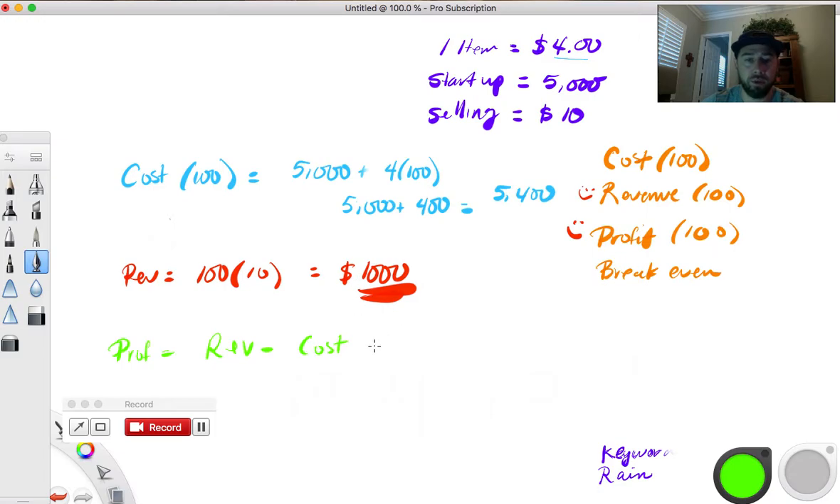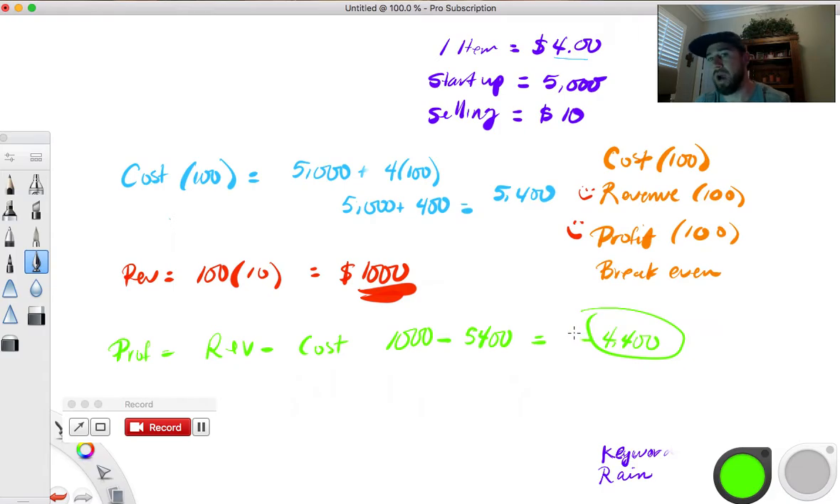Okay, now what was our revenue? $1,000 minus what was our cost? 5,400. Okay, revenue minus cost, 5,400. Well, guess what? We're at negative $4,400 right now. That's our revenue after making and selling 100 items. So we're negative, right? Which obviously means we need to make more items and sell more items. The more items we make and sell, the more money we're going to make and maybe the less negative we're going to have.